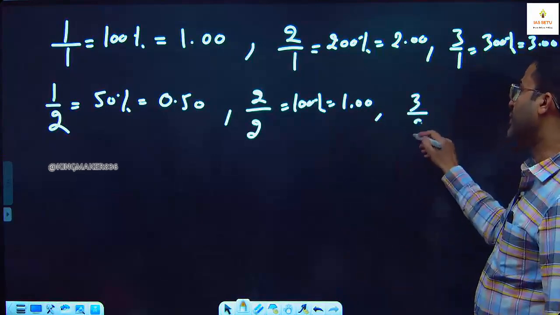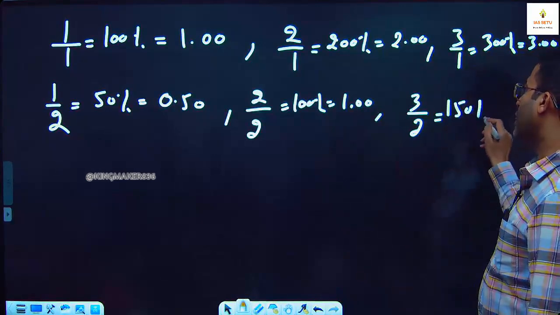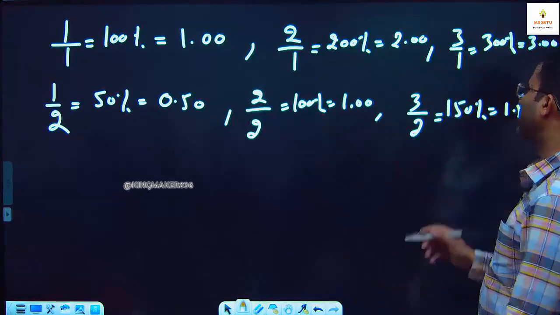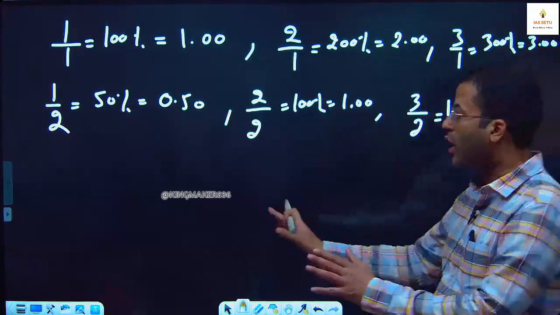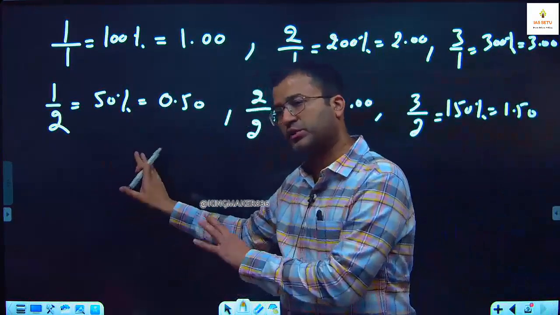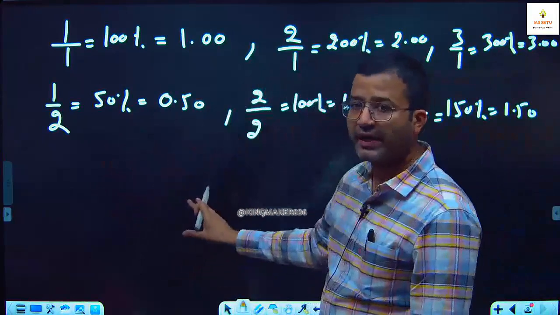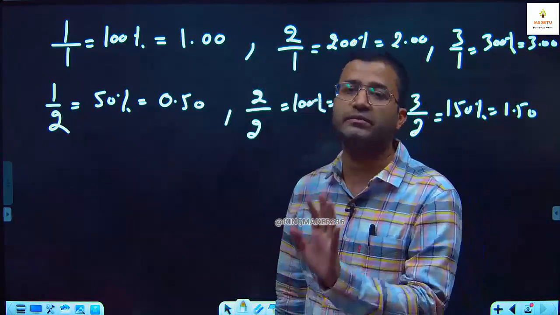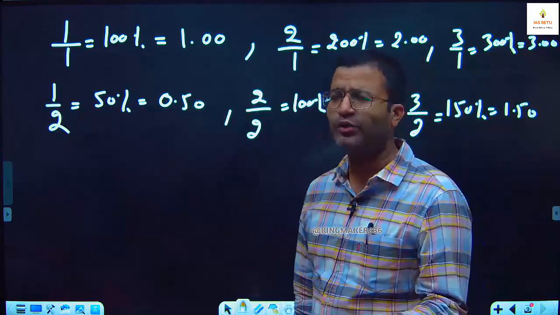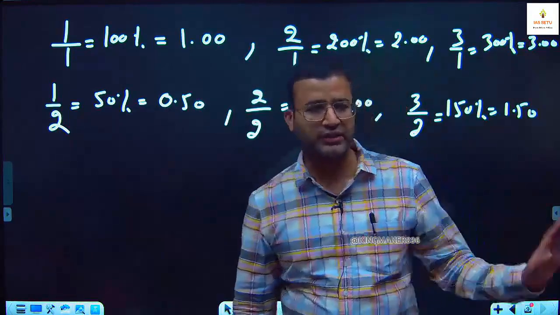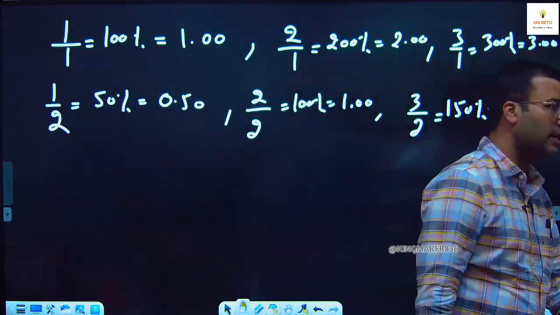Next is 3 by 2. What is 3 by 2? 150%, or 1.5. Now I take only fraction and percentage, because that will be enough. But the idea is we can use decimal also. I don't think it's needed; with percentage and fraction it is okay. We can manage with percentage and fraction.